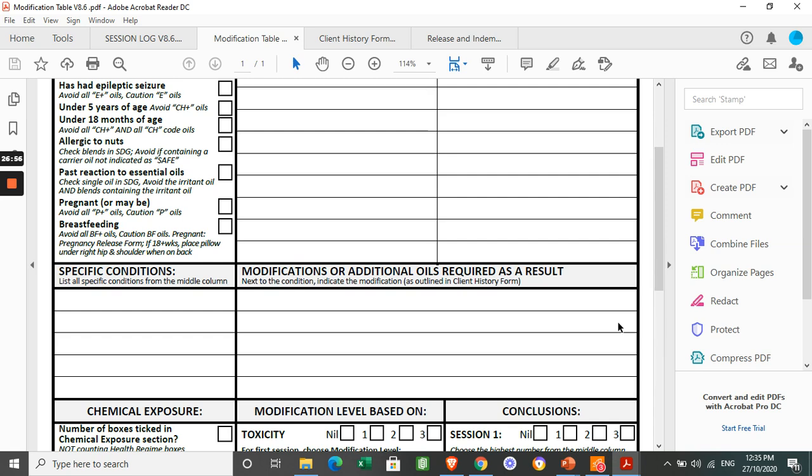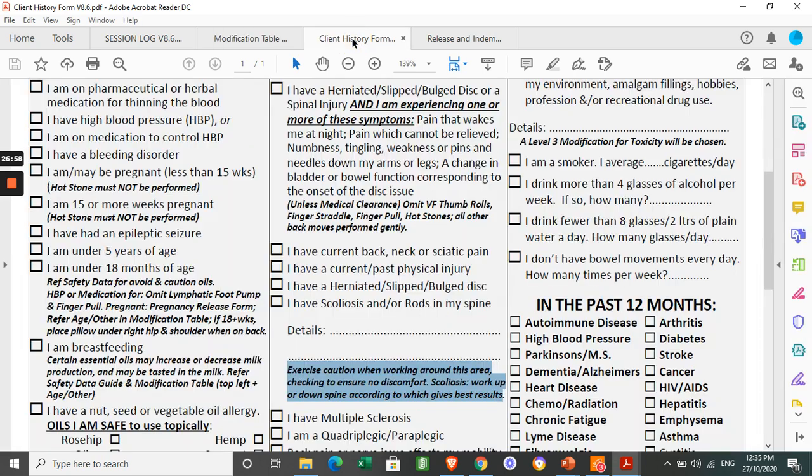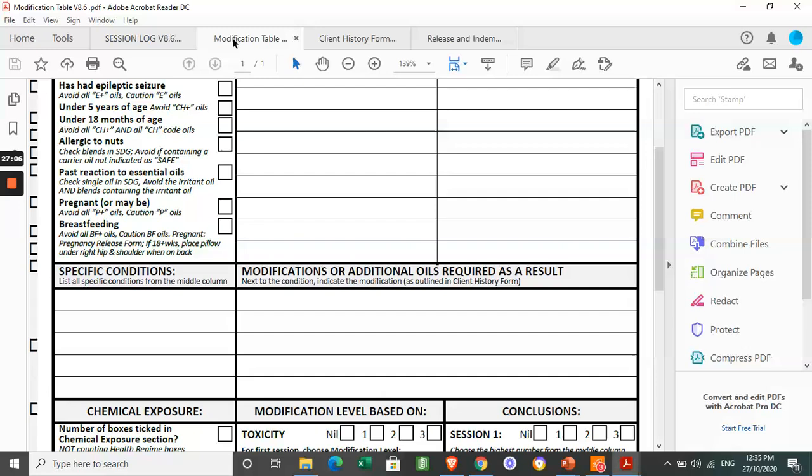Scoliosis, work up or down the spine, according to which gives best results. See that there? So we want that word for word, and then you don't have to write up or down the spine. Make the decision.